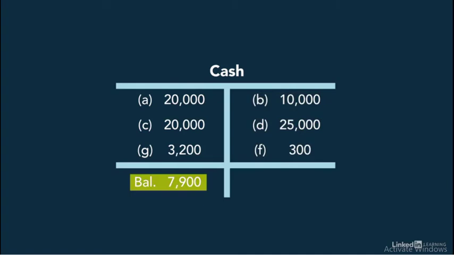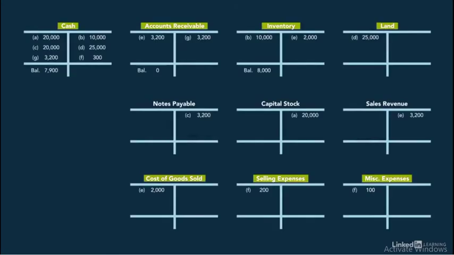We could do a similar analysis for each account. By knowing if the account is an asset, a liability, or an equity account, we know which side of the account reflects increases and which side reflects decreases. And we will also know which side will typically carry the balance. For assets and expenses, those accounts typically have debit balances. For liabilities, capital stock, and revenue accounts, those accounts typically have credit balances.